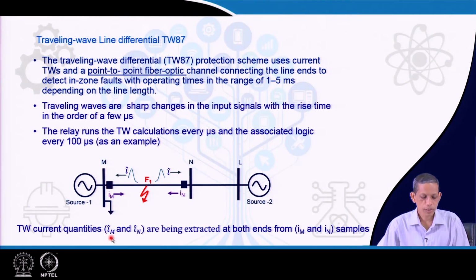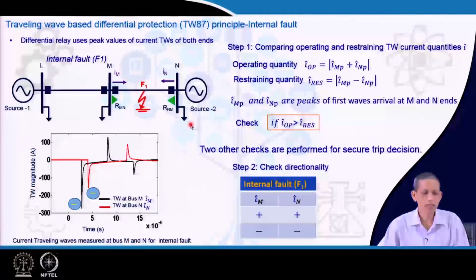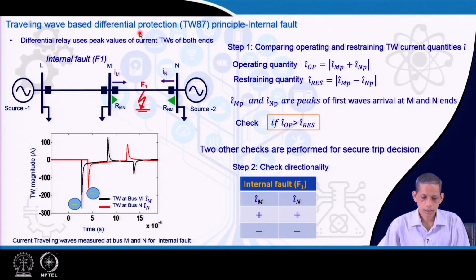The travelling wave quantities, I cap m and n, are the extracted high frequency current components, which we call travelling wave components, and they are obtained from the sample values of I m and I n, sampled at a very high sampling rate. Now, let us go to how this travelling wave based differential protection is applied.